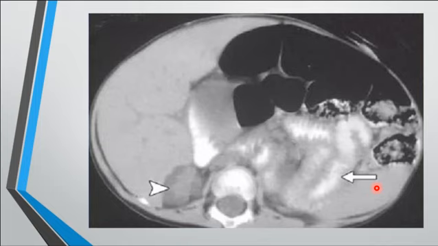What do you see here? Anyone? Small bowel circumferential wall thickening. Gaseous distension. I'm not sure if it's obstructed or not. What else?